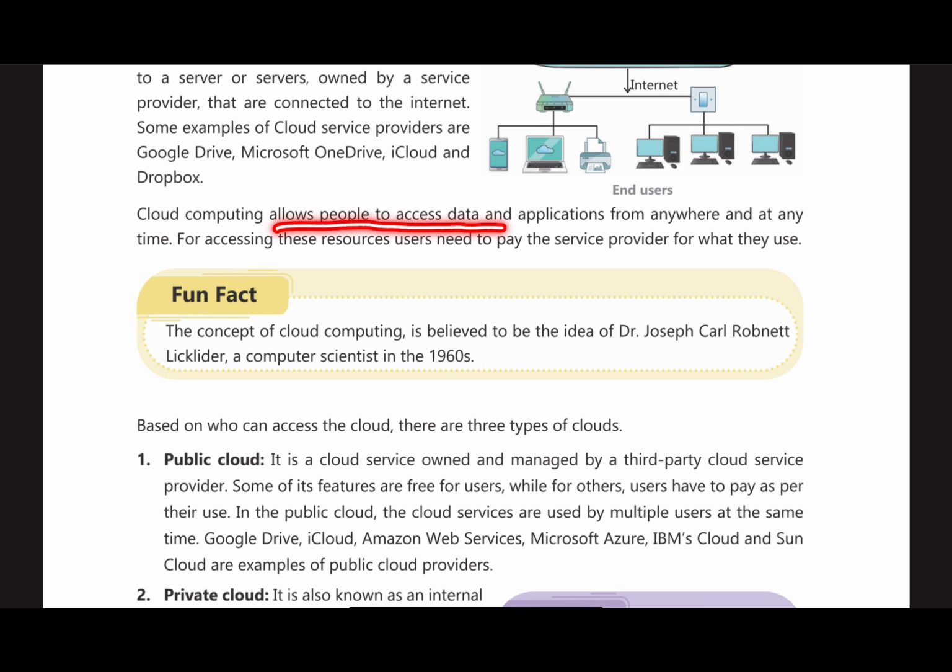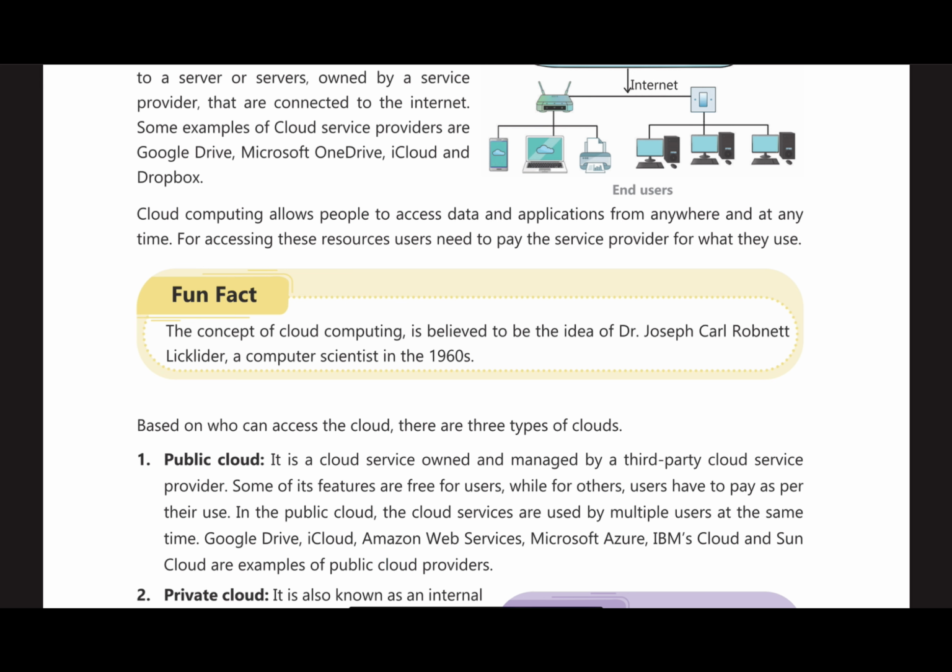See, what is the use of cloud computing? It allows people to access data and applications from anywhere at any time. Anyone can access at any time and from any location, not from a specific location. If I had a pen drive, I would need a computer, correct? But when we are dealing with the cloud, there is no need for only a PC. We can use a tablet, mobile phone, etc. And for accessing their resources, they need to pay for the services they use.